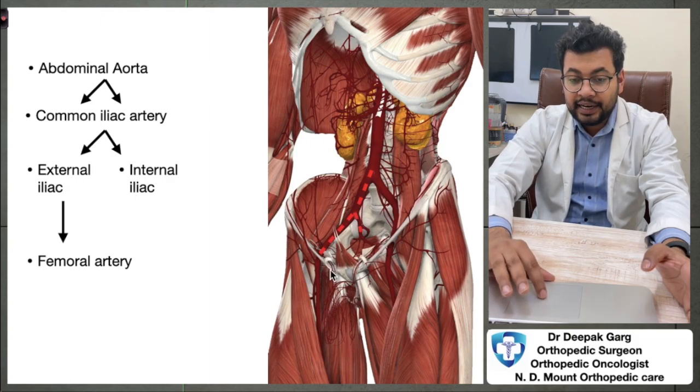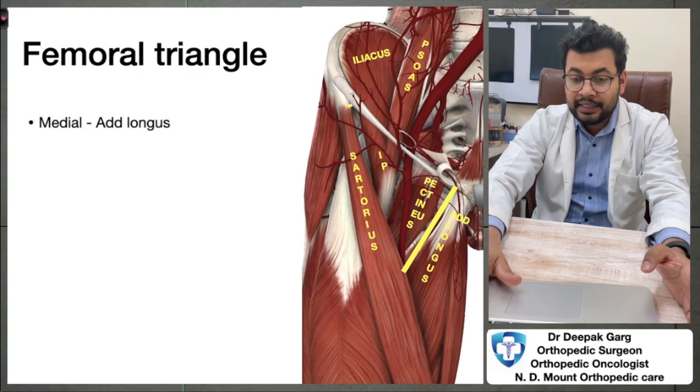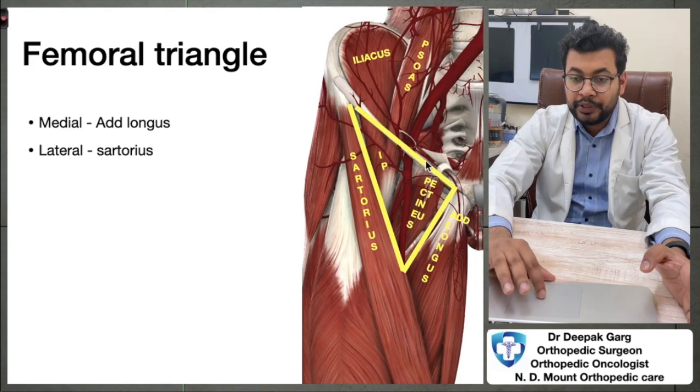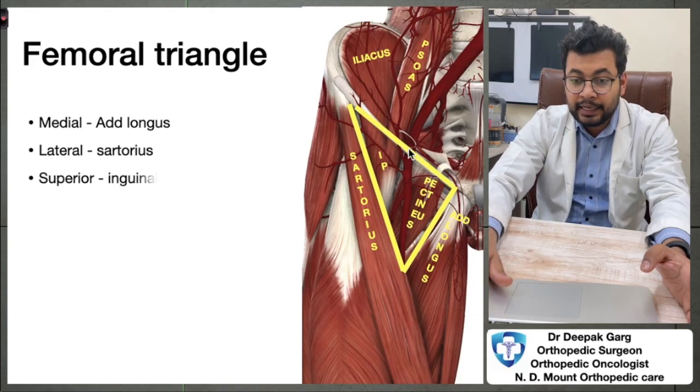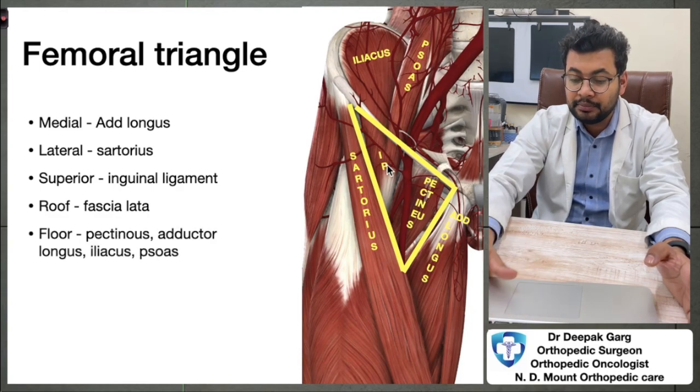And the external iliac artery, below the inguinal ligament, will continue as the femoral artery, which is entering into the femoral triangle. The medial border of the femoral triangle is made by the adductor longus muscle, and the lateral border is made by the sartorius muscle. The superior border is made by the inguinal ligament, the roof is made by the fascia lata, and the floor is made by these muscles, pectineus and iliopsoas.